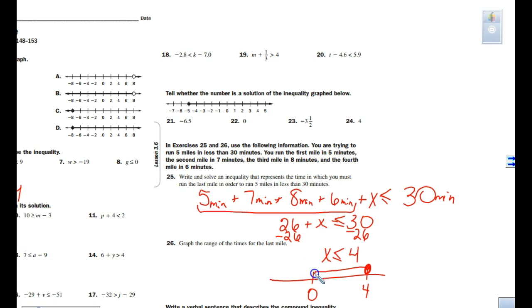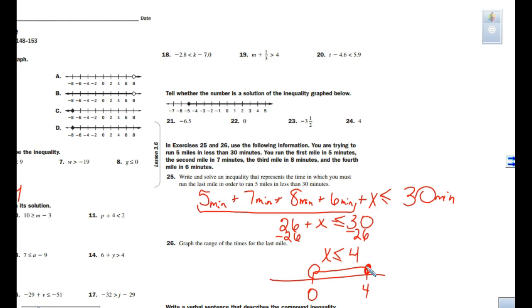And really, can we have 0? I mean, how can you run in no time? And really, it's probably not even that realistic that you have some of these times, right? But as far as graphing it and the possibilities mathematically, that's what we're looking at. Yeah, Whitney. But it says less than. It's only less than or equal to 4.